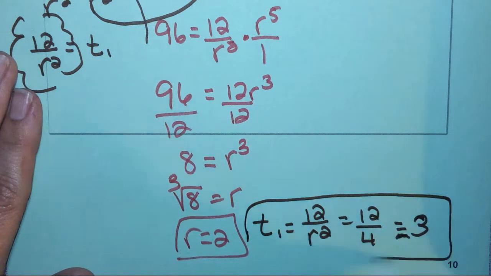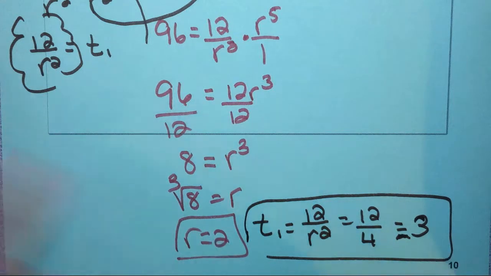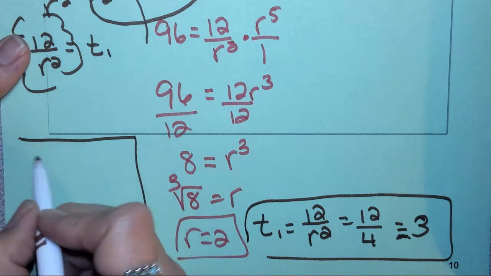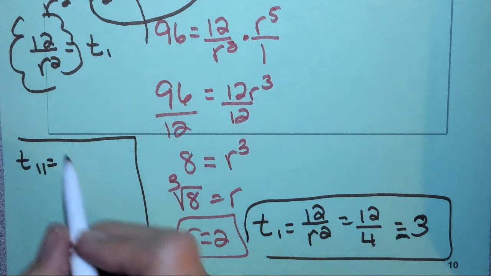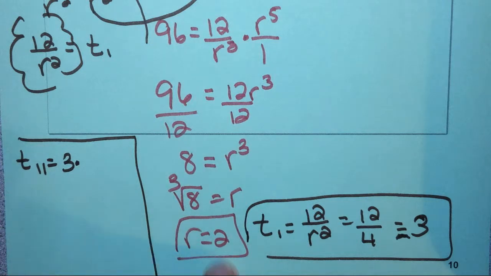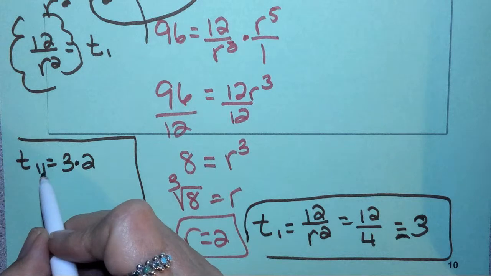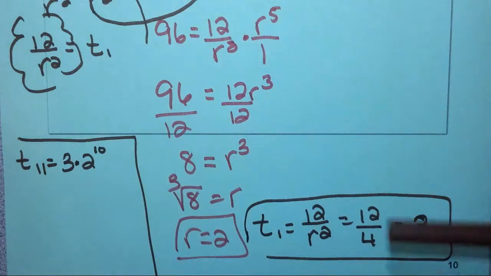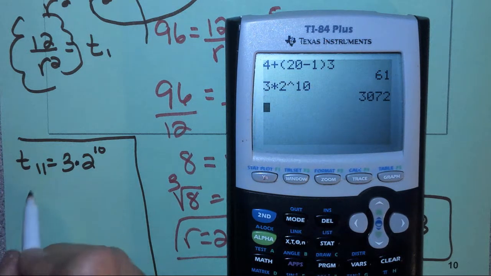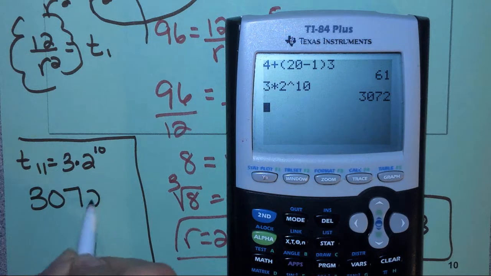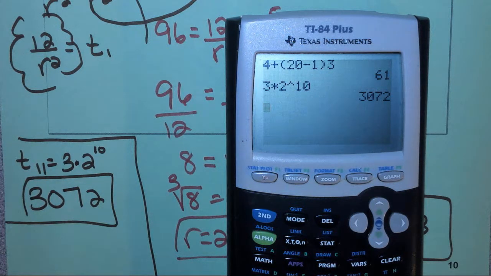Okay, so now that I know t1 and I know r, I can go find what they asked for, which was the 11th term. So the equation says that we write down the first term, which is 3, times r, which is 2, and we raise it to the n minus 1. My n is 11, so I'm going to raise it to the 10th, and then I'm going to go to my calculator. 3 times 2 raised to the 10th power. So my answer is 3072.